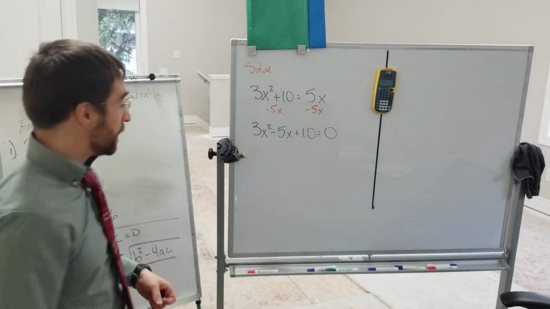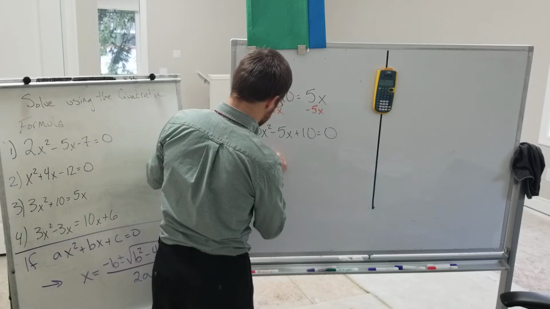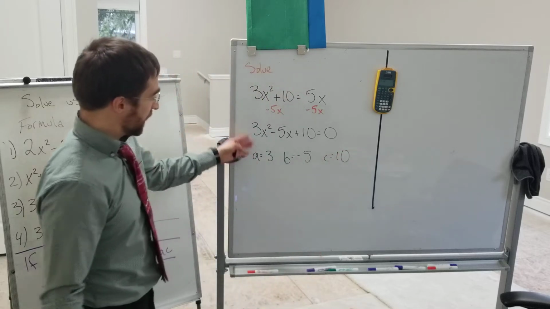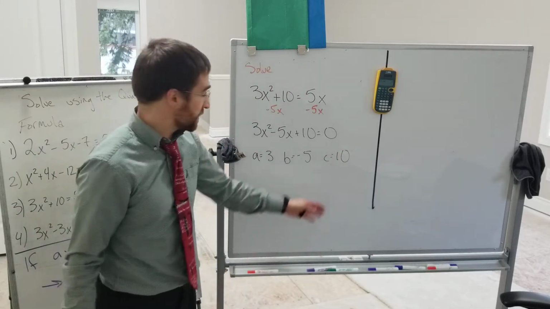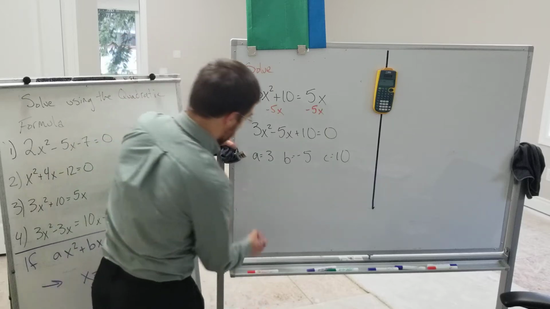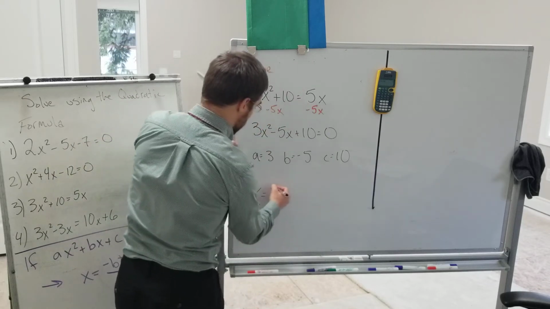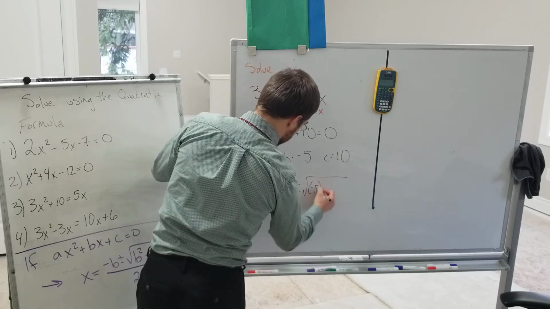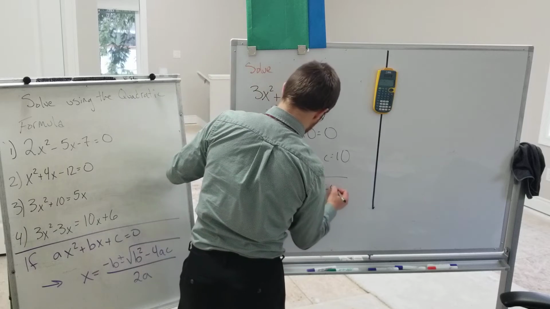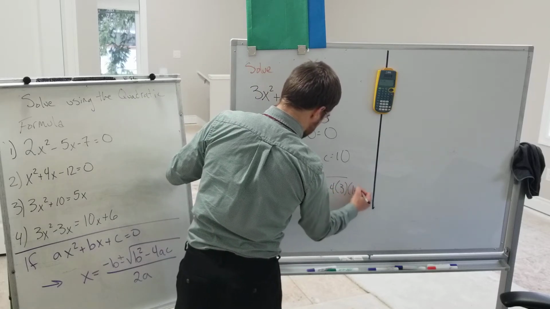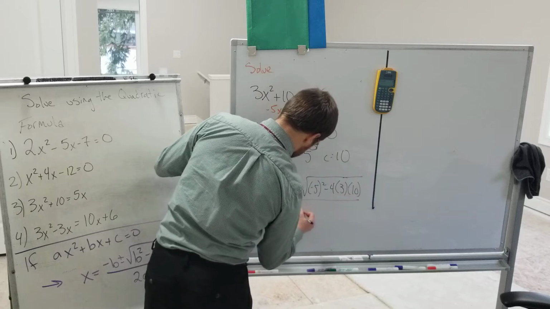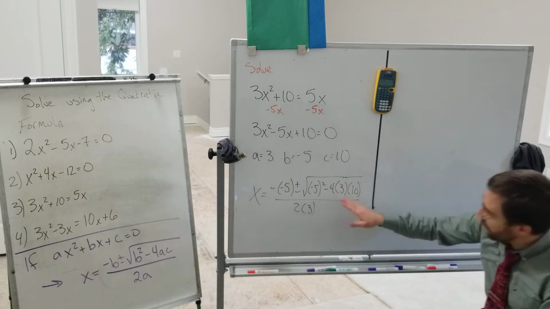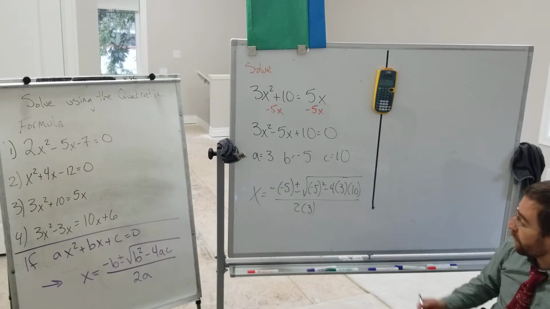Now we can say what are a, b, and c. A equals 3, b is negative 5, c is 10. A is the number in front of the x squared, b is the number in front of the x, c is the constant. Use our quadratic formula, negative 5 plus or minus the square root, negative 5 squared, because that's our b value, minus 4 times a times c, all divided by 2 times a. A is 3, so we put the 3 there.